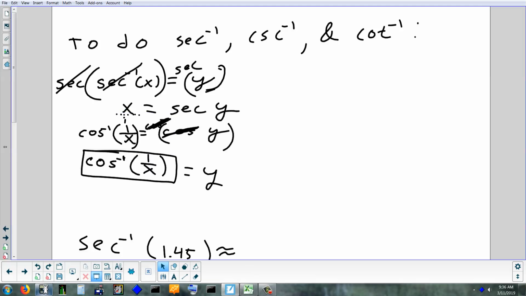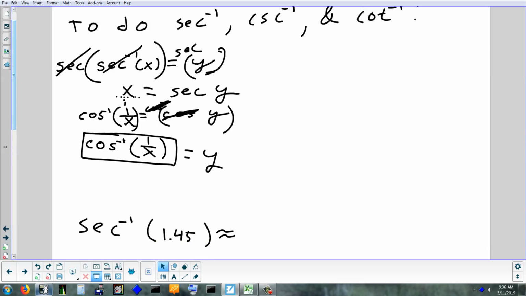So if you want to do the inverse secant, you can't. You don't have a button for it. But what you do have is a button for inverse cosine. So you have to take the number that they're giving you and flip the number. A little different than last week. Last week we flipped the whole trig function. All you have to do is flip this number and use inverse cosine.